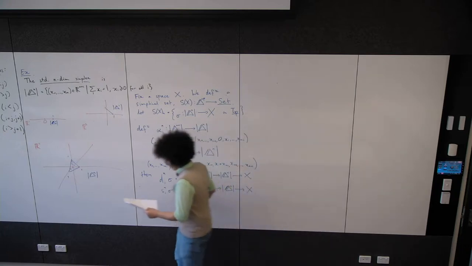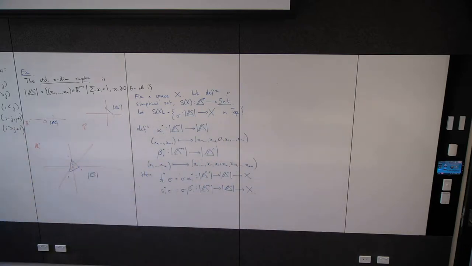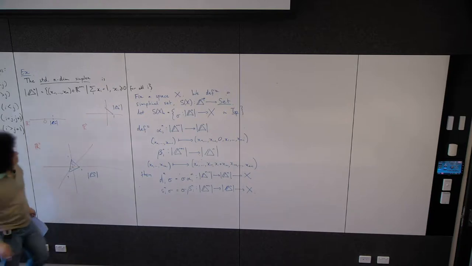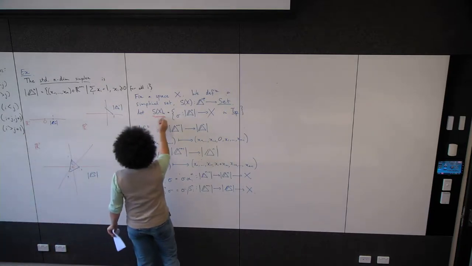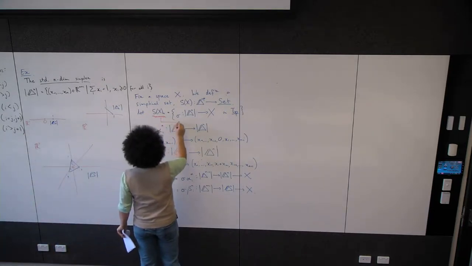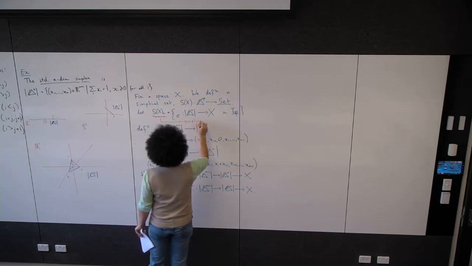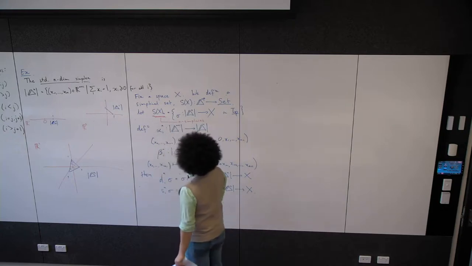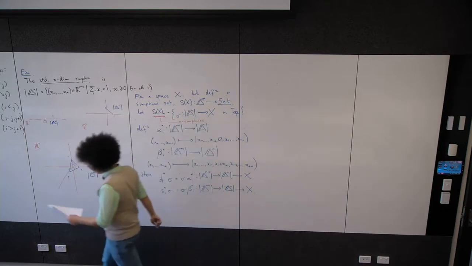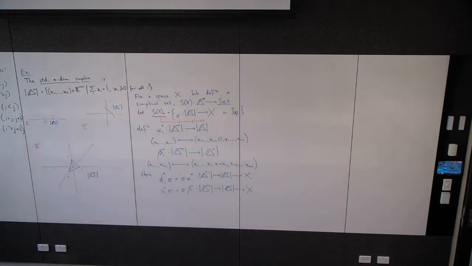So I should also say that we might call these the n simplices of the simplicial set. Elements of that set we'd call the n simplices.